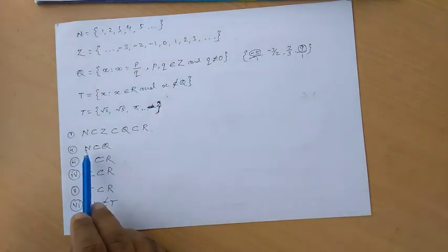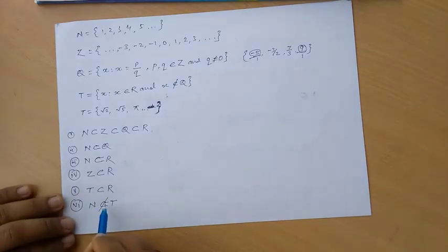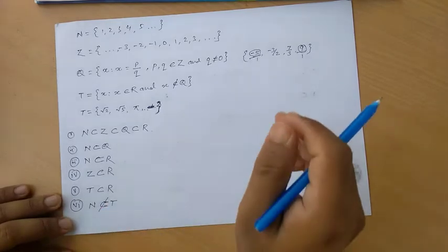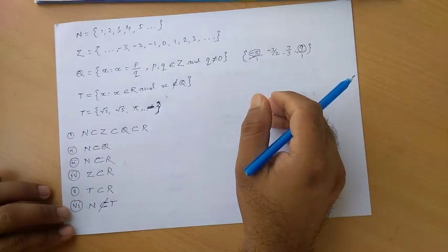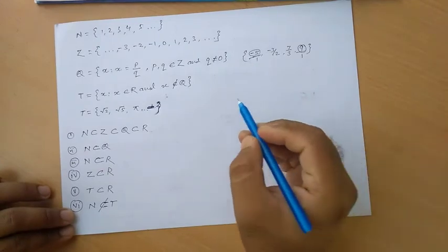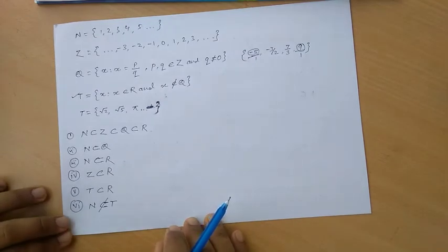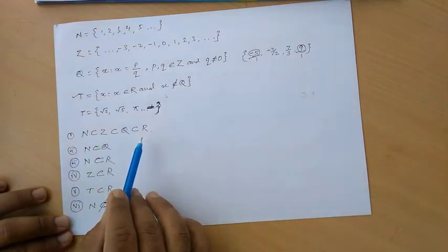This is a natural number. Natural number cannot be an irrational number. So therefore, this is not a subset of irrational number. So these things we understood very well. Irrational number is represented by capital letter T. So we can understand how a subset works.